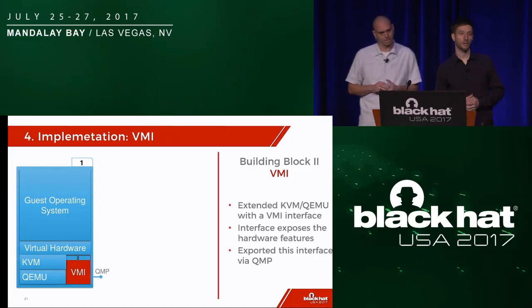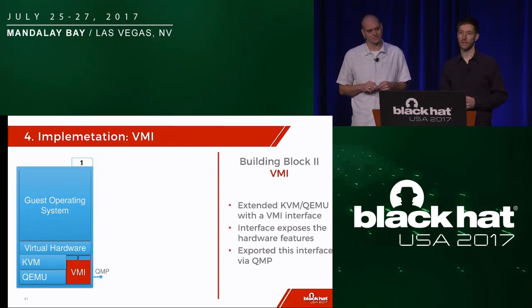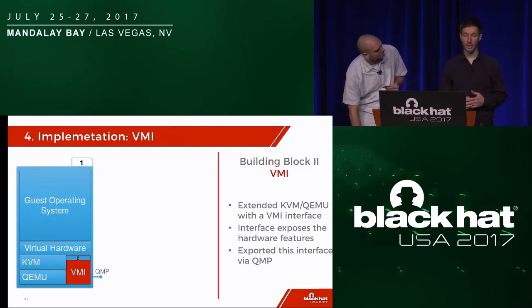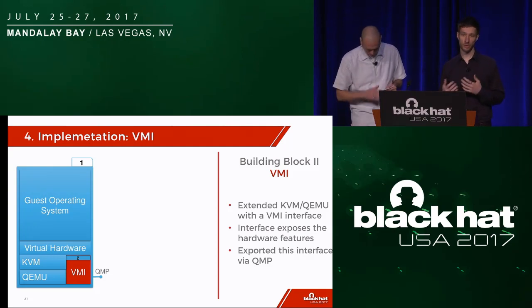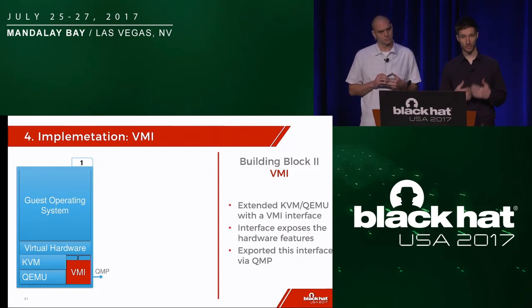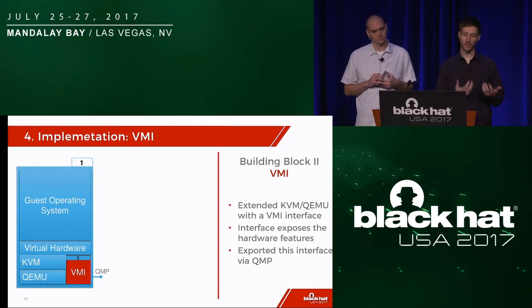To implement the VMI component, we essentially extended KVM and QEMU to provide VMI functionality. And we tried to keep this VMI layer as simple as possible to make rVMI portable to other hypervisors as well. Essentially, the VMI layer exports the functionality that modern Intel CPUs provide to an analyst such that she can use it to perform VMI. And this functionality is exported through an interface referred to as QMP.